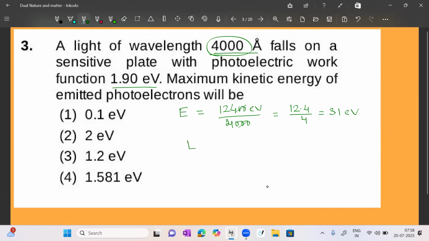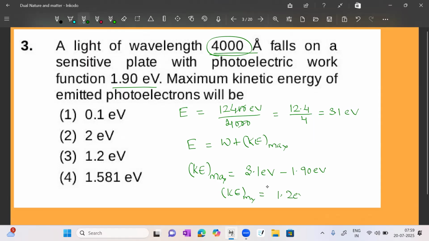And we have the formula energy equals work function plus K max. Here they ask K max, so K max equals energy minus work function. Energy is nearly 3.1 electron volt minus the work function, given as 1.90 electron volt. If we take the difference of these two, it equals 1.2 electron volt.